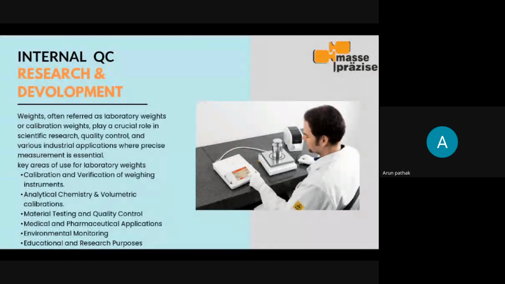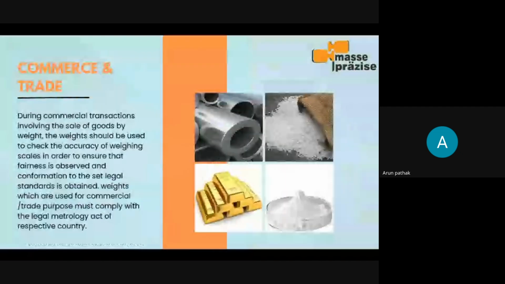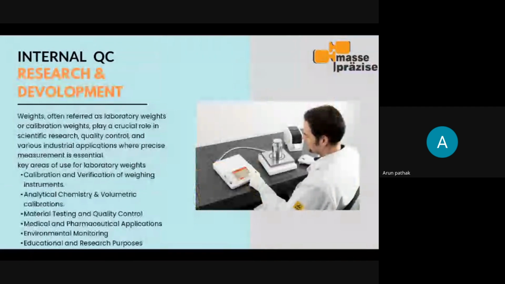Apart from that, weights are also used in air and water quality management, where pollution in air or water is measured using different types of weighing balances and the concentration of impurities. Educational and research purposes: in educational institutes, laboratory weights are used for teaching students principles of measurement, calibration techniques, and experimental designs, like gravity and specific gravity. In scientific research, they are used in various experiments that require precise measurements, such as physics experiments involving gravity, or material science experiments involving density and mass.